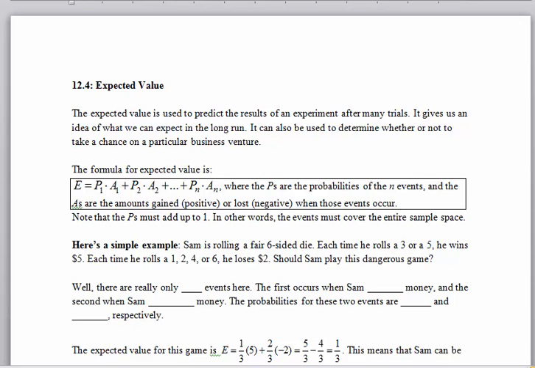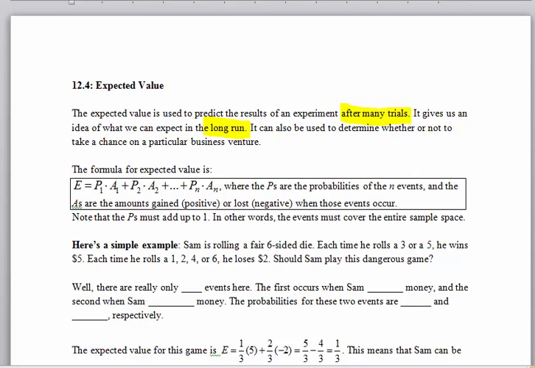Section 12.4 of our textbook deals with expected value. Now, what does expected value do? It basically is used to predict the results of an experiment, and here's really the key to this: after many trials. It's really not going to be valid just for one trial of something. It's really going to be more valid after many trials. So it gives us an idea of what we can expect in the long run. So after many trials, that's in the long run.